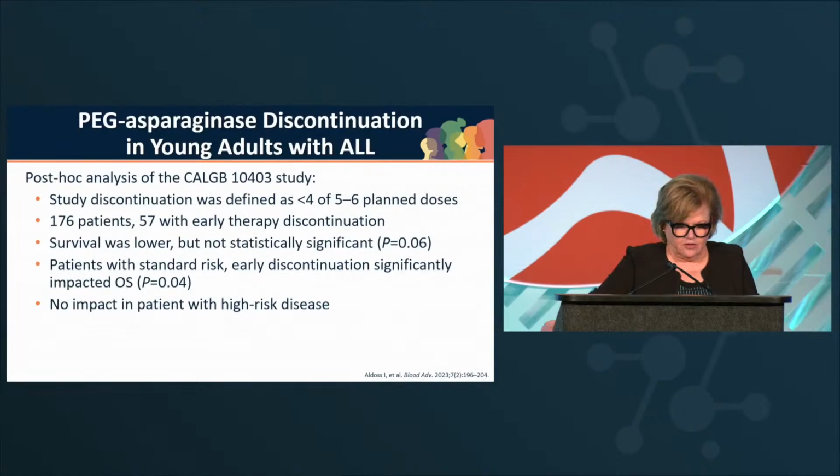very small. Patients with standard risk early discontinuation, though, it significantly impacted their overall survival, but no impact in patients with higher risk. And here again, I think that you can see that with the standard risk patients, there was a significant decrease in overall survival in young adults with ALL, but you've got to remember this was a very low sample size, and likely if you had a larger sample size, we know that discontinuation of asparaginase in therapy would be related to a higher risk of relapse.